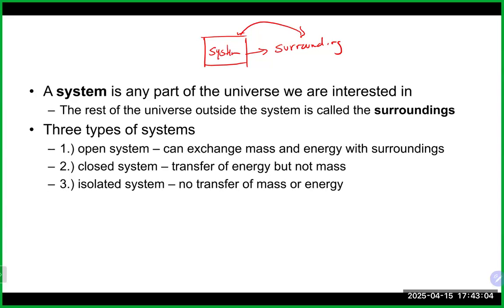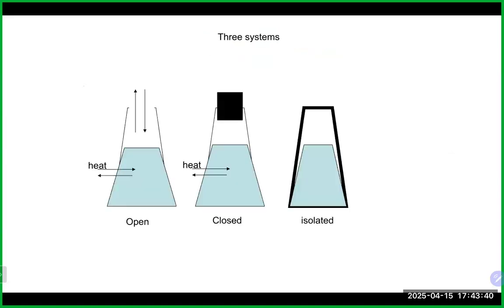Now, when we talk about systems, there's really three types of systems that we deal with. We have an open system, and an open system pretty much can exchange energy and mass with the surroundings. So that would be like an open beaker. You can take stuff out and put stuff in, and also exchange energy with the surroundings. A closed system will transfer energy, but not mass. So you put like a stopper on your flask, then you can't take stuff out and you still have that energy flow. And we also have an isolated system where there's really no transfer of mass or energy in it.